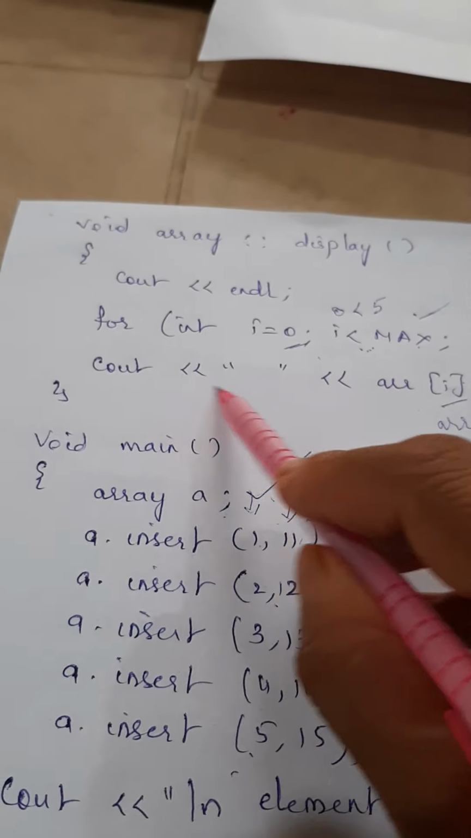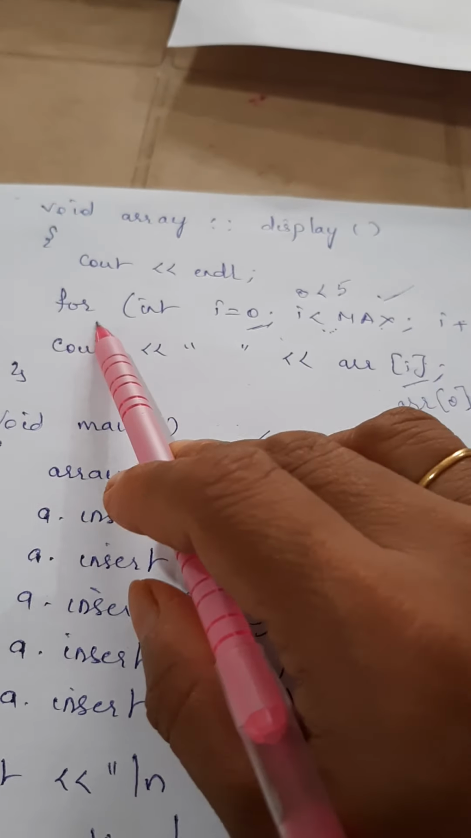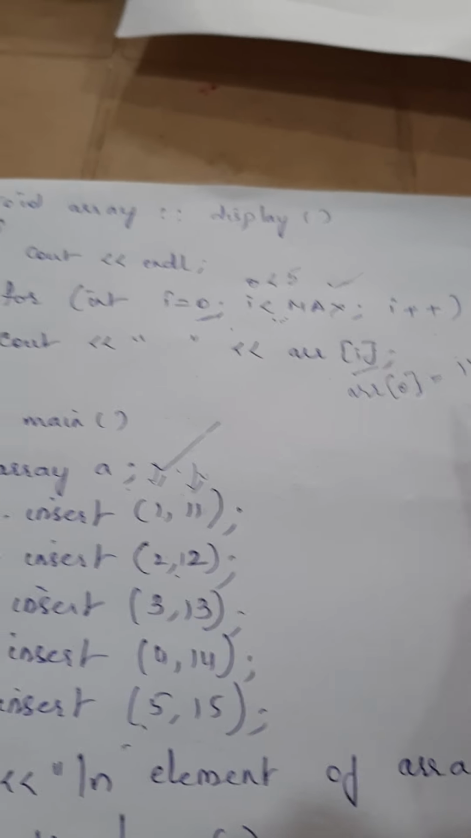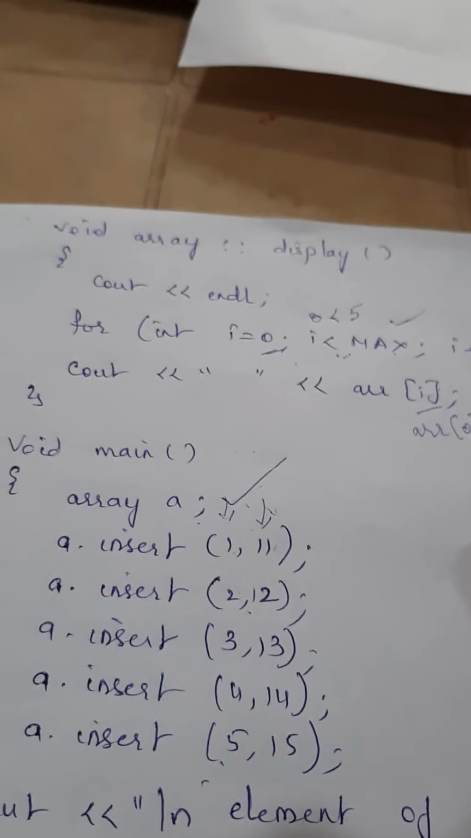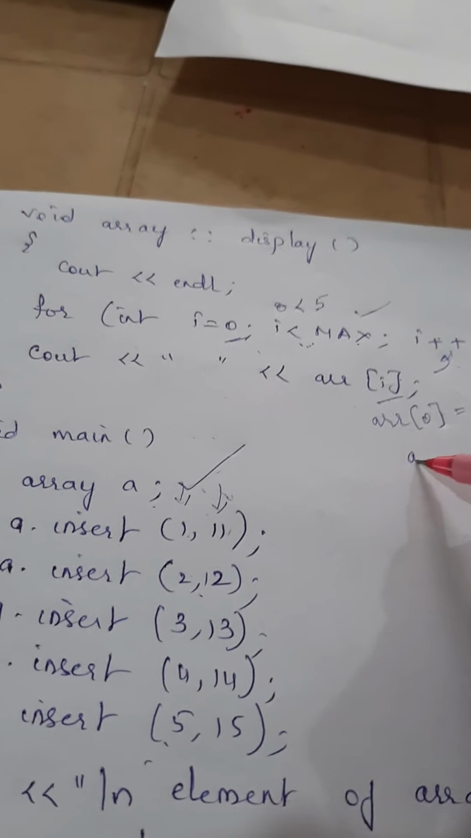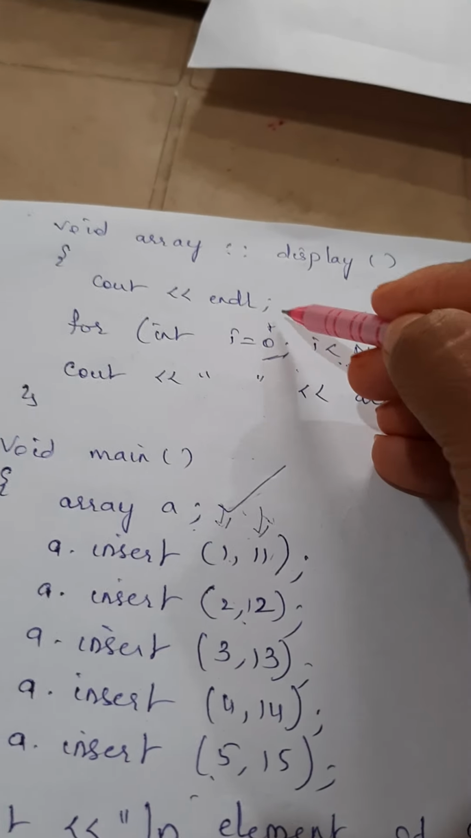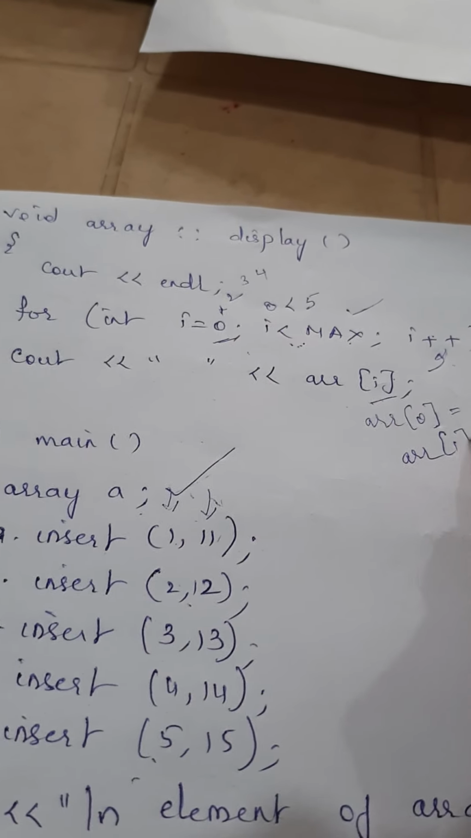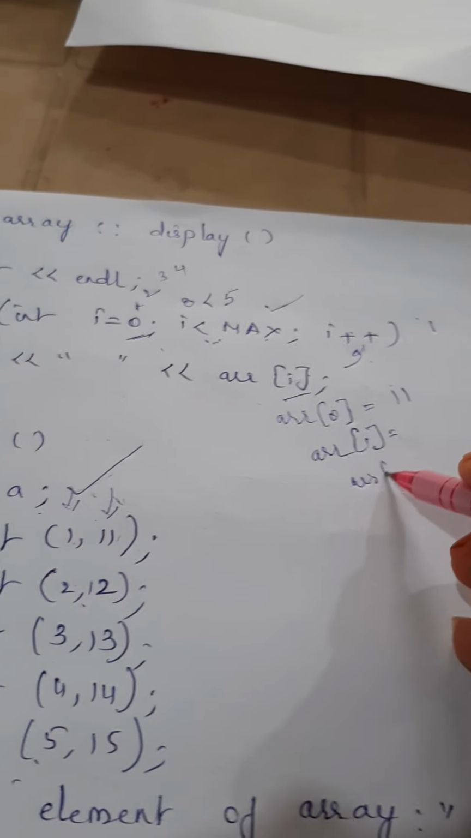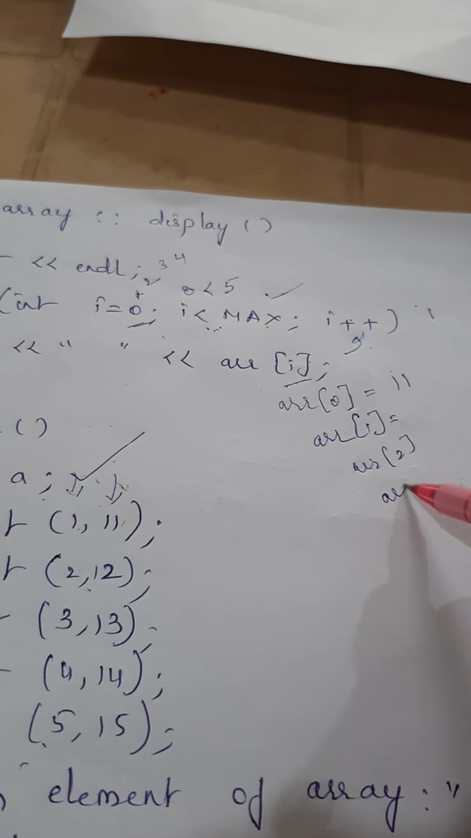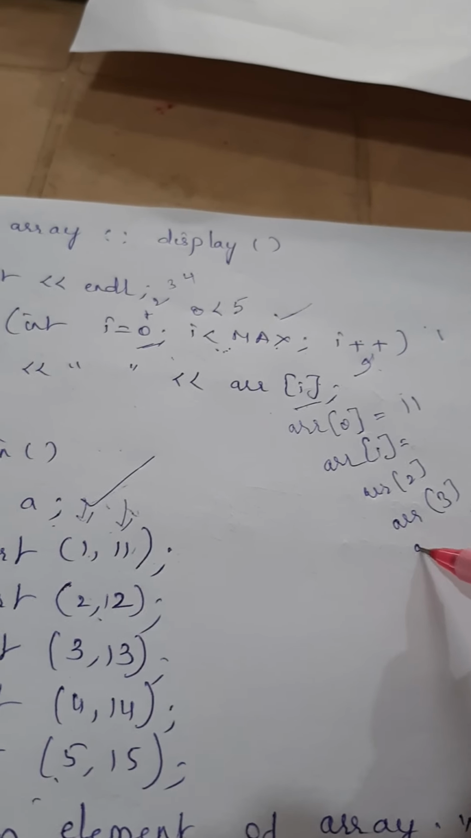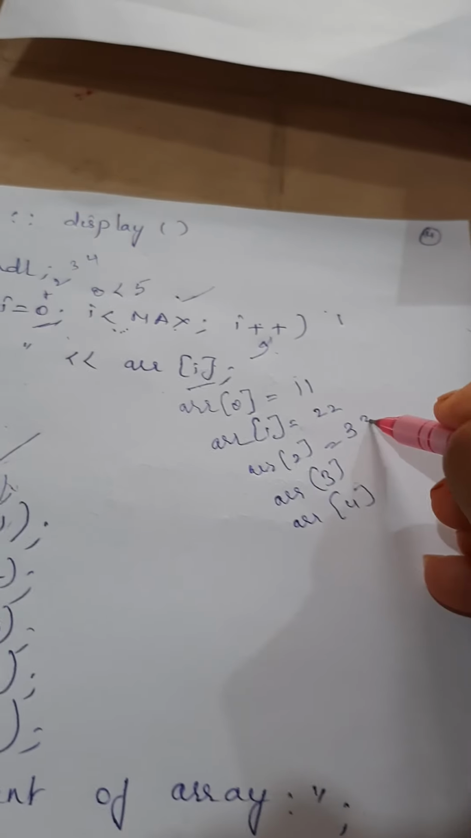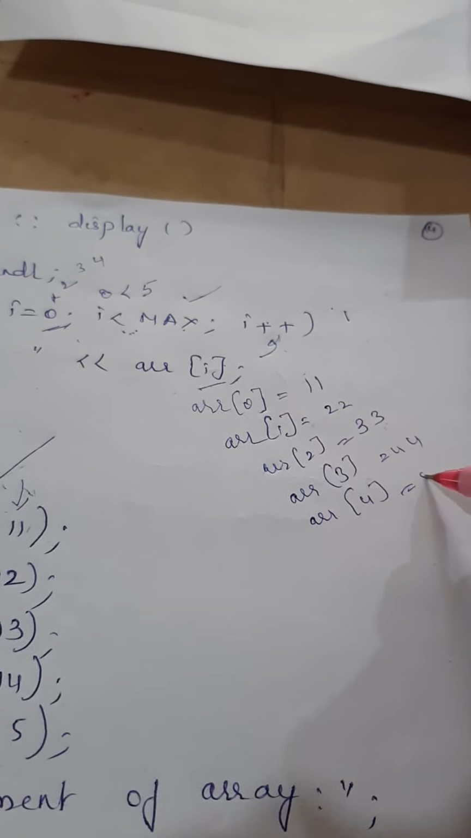So you are printing the next line immediately, that is after the for loop. So what is happening? Array of 0 is equal to 11. Then increment I value. What is I now? It is 1. So array is initialized with 1, then 2, then 3, then 4. So like this you will have array of 1, array of 2, then array of 3, then array of 4, and you have the values 22, 33, 44 and 55.